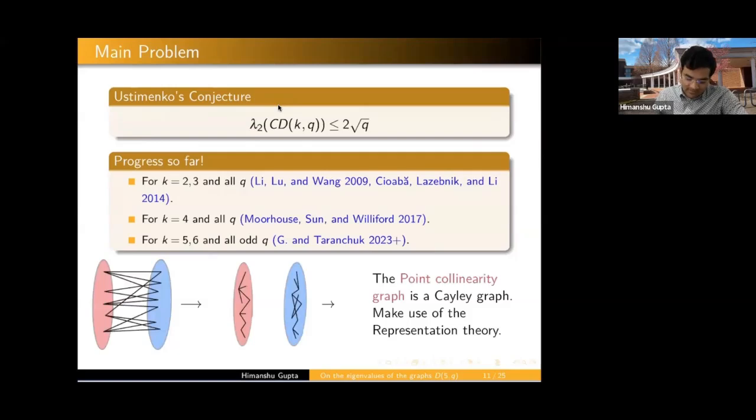Okay, so let me briefly tell you what the idea behind the proofs of these 3 cases is. We have a bipartite graph. Instead of studying this bipartite graph gamma, we study its distance-2 graph.